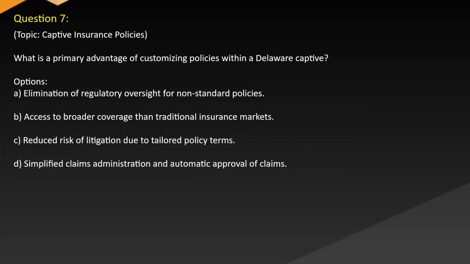Question 7. Topic: Captive insurance policies. What is a primary advantage of customizing policies within a Delaware captive? Options: A. Elimination of regulatory oversight for non-standard policies. B. Access to broader coverage than traditional insurance markets. C. Reduced risk of litigation due to tailored policy terms. D. Simplified claims administration and automatic approval of claims.